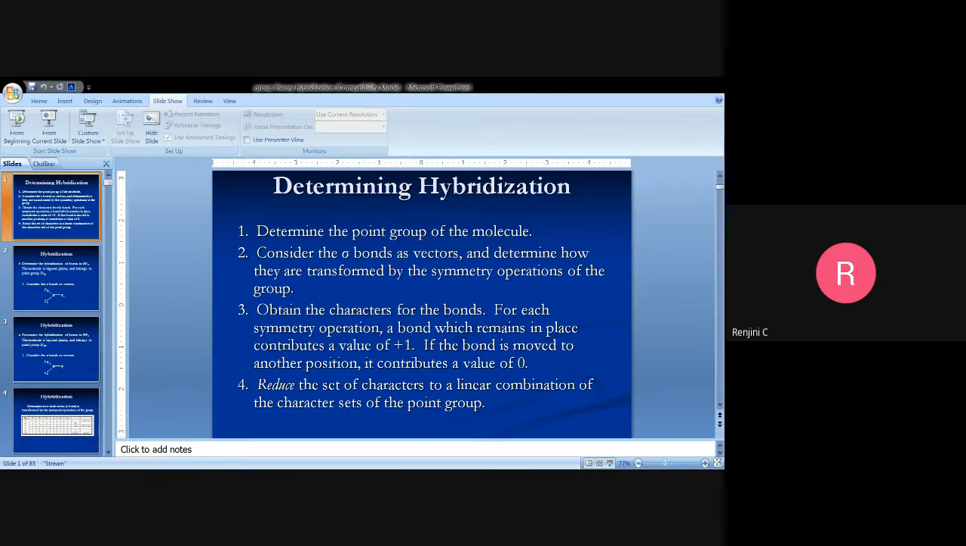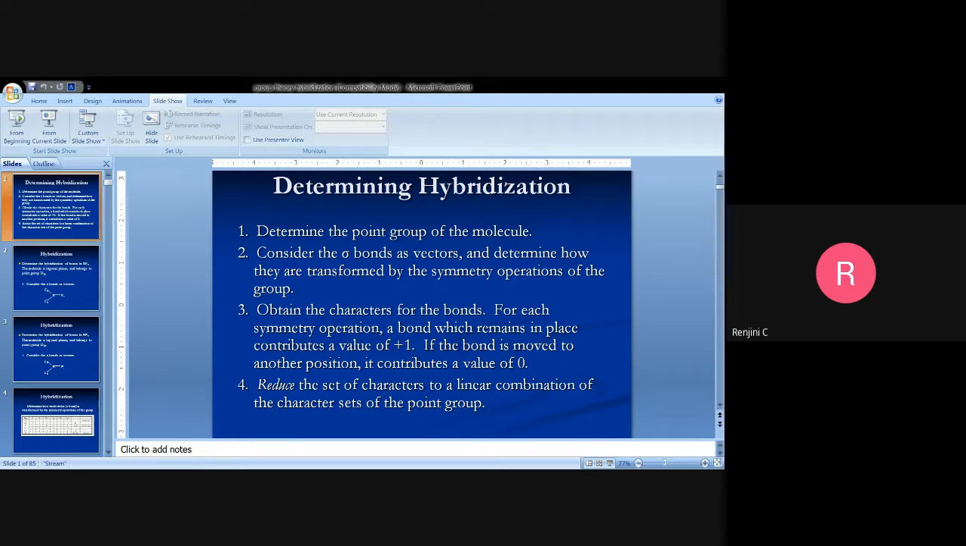And in the second step, by considering the sigma bonds as bond vectors, we have to determine how many of the bonds are shifted, or the number of bond vectors that remain unshifted. And this is done by the symmetry operations of the group. Then as a third step, we have to obtain the characters for the bonds, that is the number of unshifted bond vectors. And in the fourth step, by using the standard reduction formula, we have to reduce the reducible representation into a linear combination of the irreducible representations from the character sets of the point group.